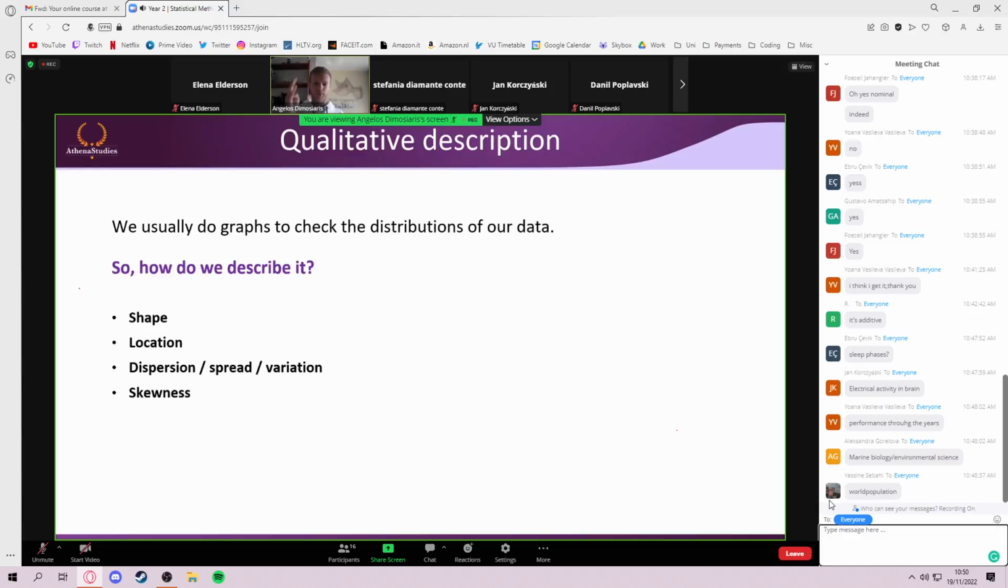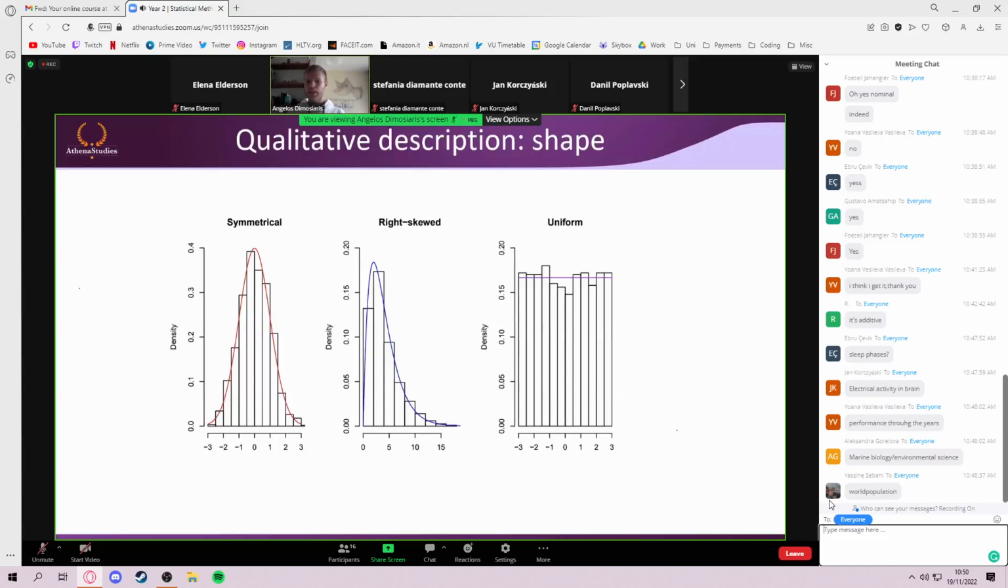So how do we describe the distributions of the data? We talk about 4 different things. Let's go through all of them. First, let's talk about shape. So we can have 3 plus 1, let's say, different shapes. So the first one is symmetrical. As you can see, it's like a normal distribution. So it's like a bell. It's really nice. We like that.